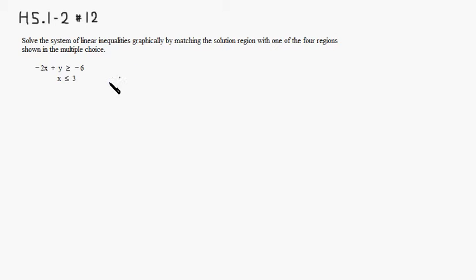Right, so it's going to be negative 2x plus y is equal to negative 6. For this borderline, I'm going to just do the x-intercept and y-intercept. Right, so x-intercept.